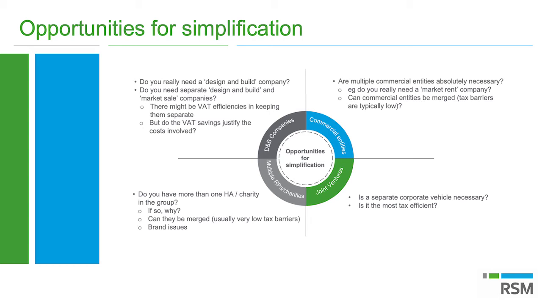In relation to commercial entities, questions might be, do we need a market rent company or can we do it within the housing association? And do we need multiple trading entities or can we just have different brands within one entity? In relation to the housing associations, if there's more than one housing association in the group, questions may be raised about whether a transfer of engagement into one entity is more appropriate. Finally, at the bottom right hand corner of the slide, we've got joint ventures. Relevant questions might be, is there an opportunity to set them up contractually rather than creating new entities or special purpose vehicles? However, in our experience, this may be just as complicated operationally.